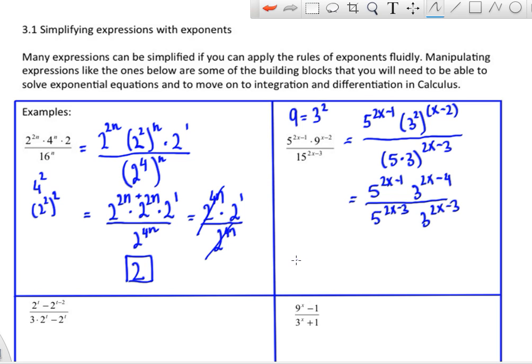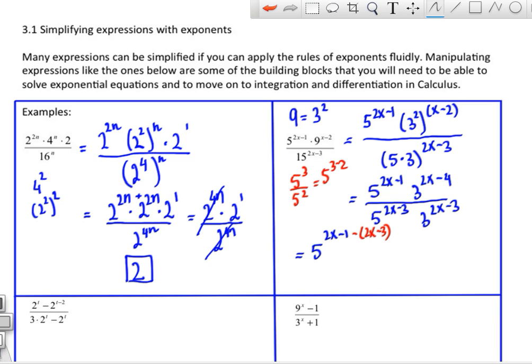Now let's combine them in pairs. So what I have is 5 to the 2x minus 1. And keep in mind the rule is that if you divide exponents with like bases, so 5 to the 3rd over 5 squared, the shortcut to that would be 3 minus 2, right? So that's what I'm going to do here. I'm going to subtract the bottom one, so subtract 2x minus 3.